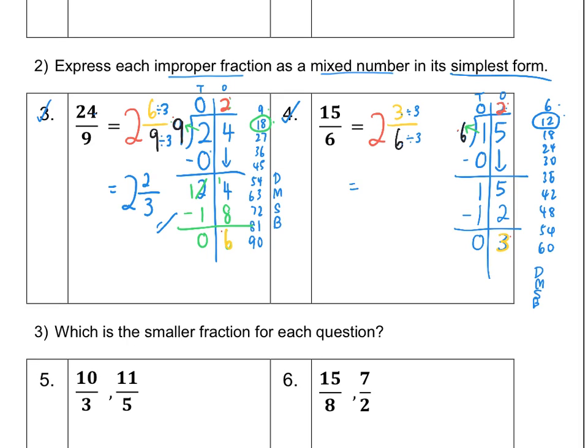Okay, so the whole number remains the same as 2 wholes. 3 divided by 3 is a 1. Out of 6 divided by 3 is a 2. So my answer for this question will be 15 sixths is equal to 2 wholes and 1/2.